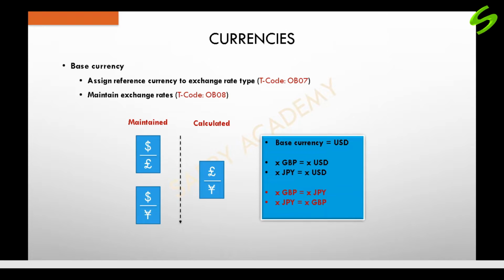We can use base currency, referred to in SAP as reference currency, as a base to translate rates between other currencies. For example, you define USD as the base currency. You maintain that 1 GBP equals 1.24 USD. You maintain that 100 JPY equals 0.94 USD. The system derives the rate between GBP and JPY, though it is not maintained.